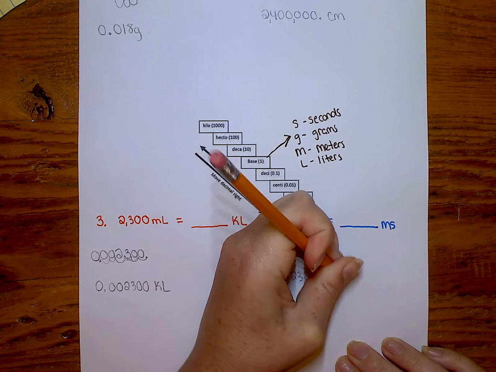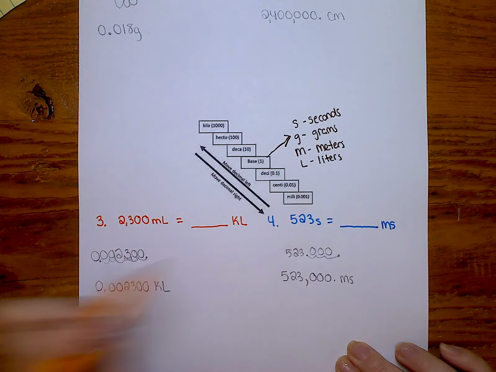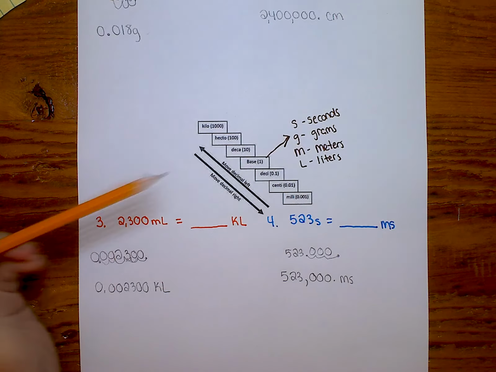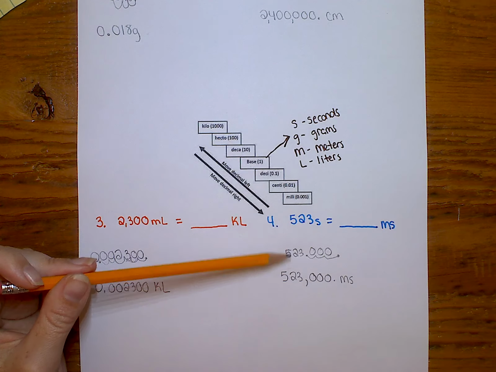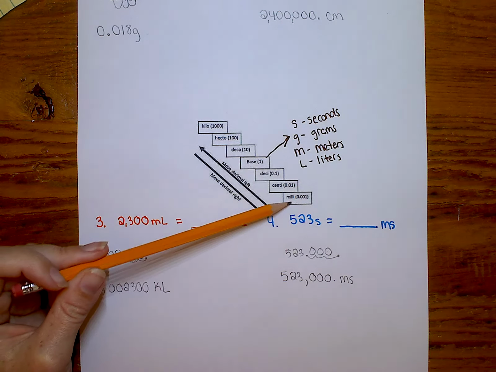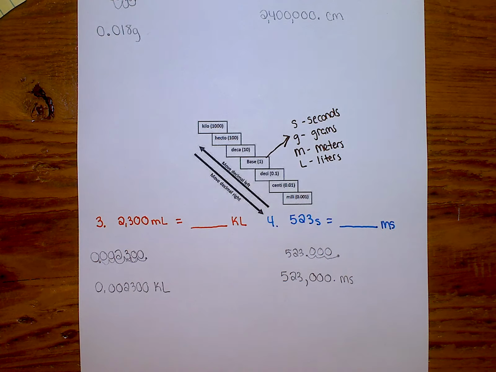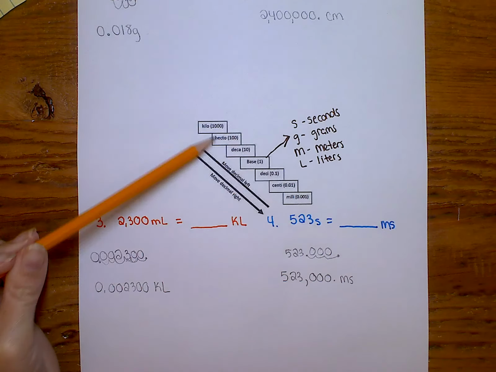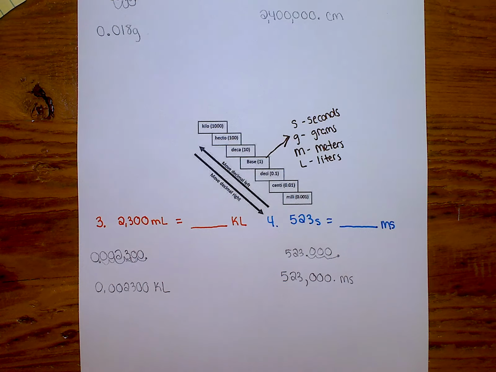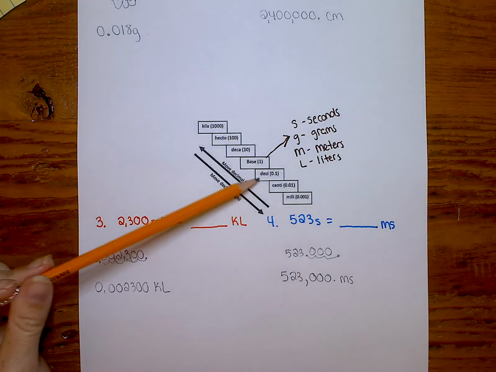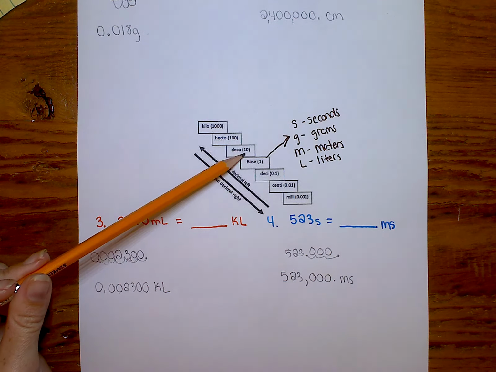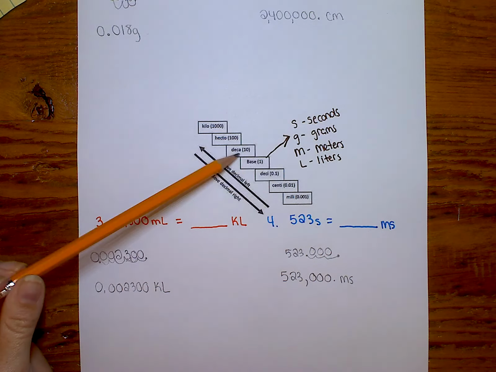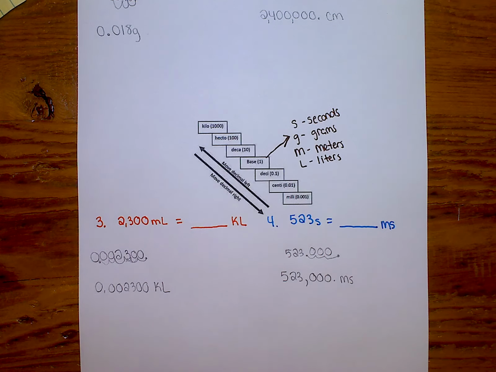523,000 milliseconds. And that makes sense. Basically what we did is we ended up multiplying by 1,000. Each of these prefixes is an order of magnitude of 10. So every time we go up one, we're either going to be multiplying or dividing by 10, depending on where we start.